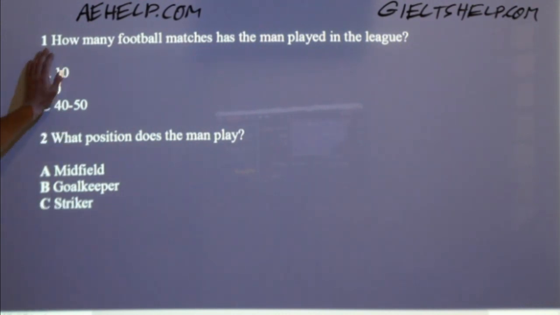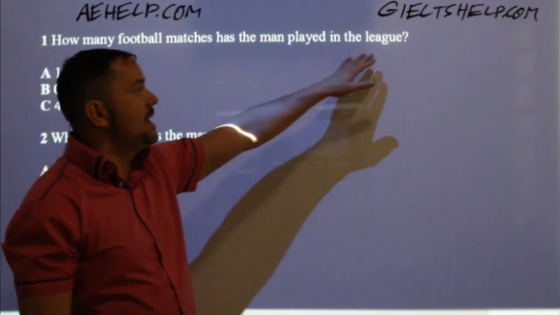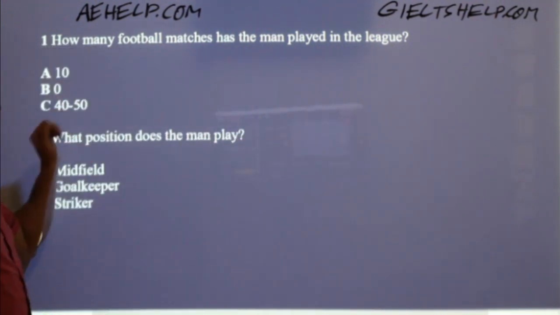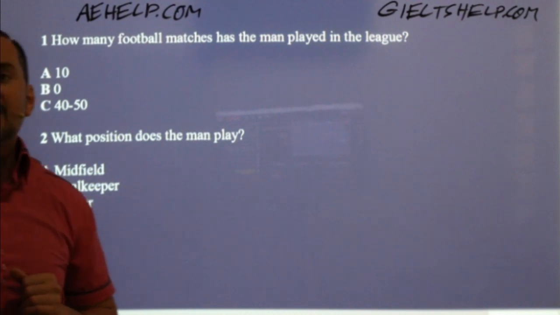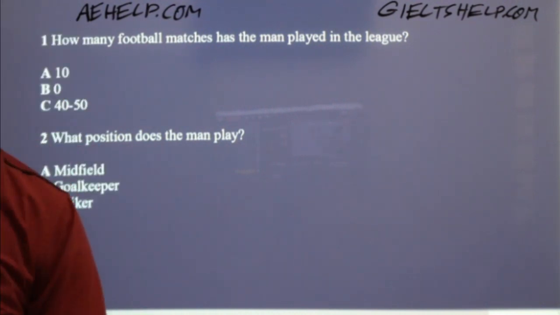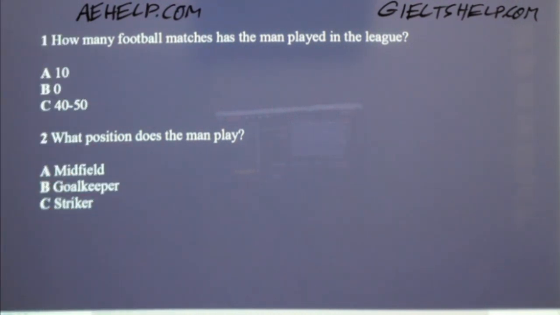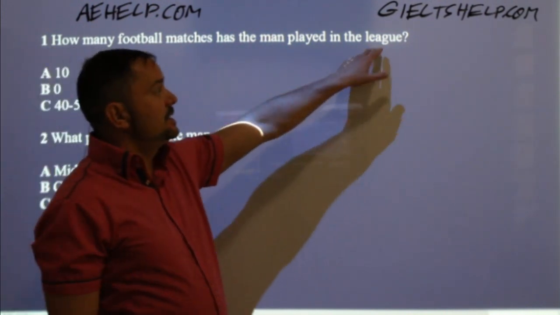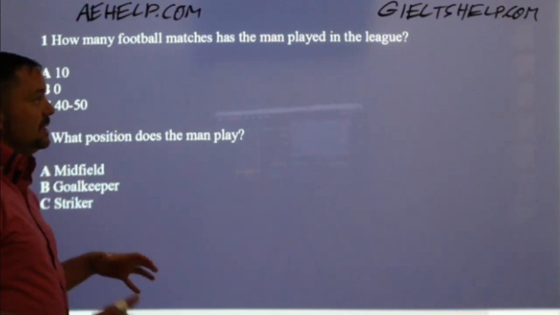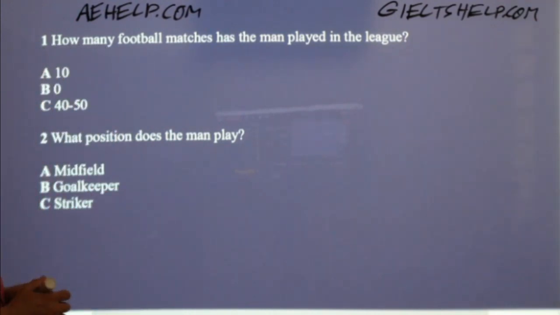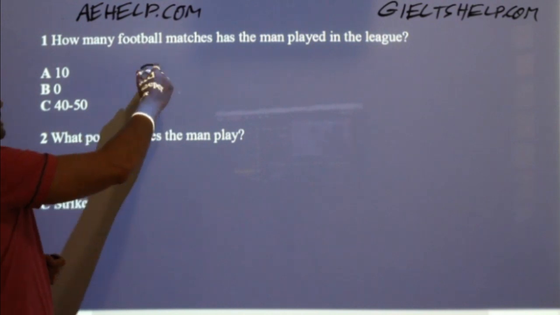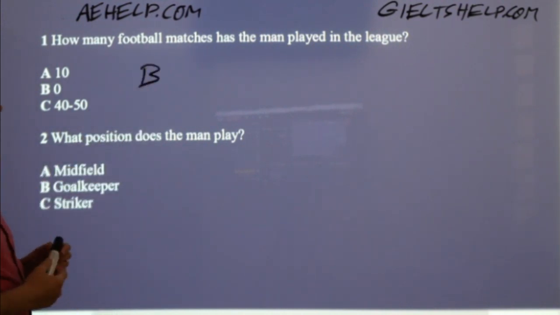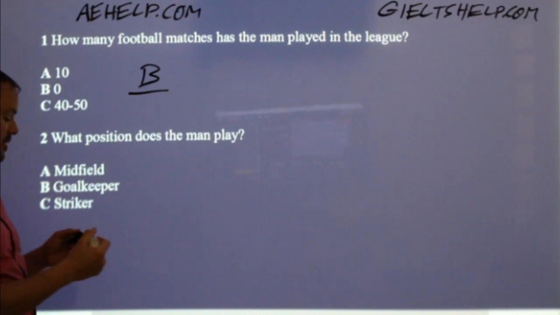Number 1, how many football matches has the man played in the league? 10, 20, 40, or 50, A, B, or C? Nazir says, I think the answer is B. Joginder Kaur agrees. And he says 20. So it's in this league, right? League means this group of teams. So the correct answer there was B. All right. Use the capital letter B in your answer sheet.